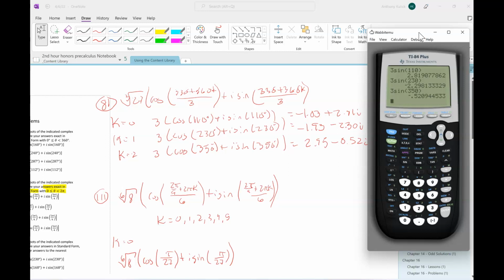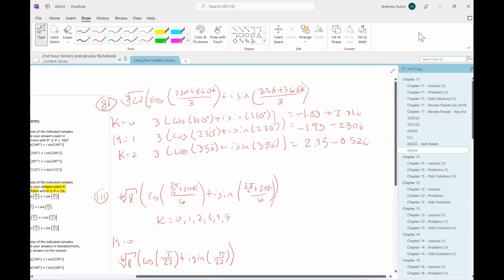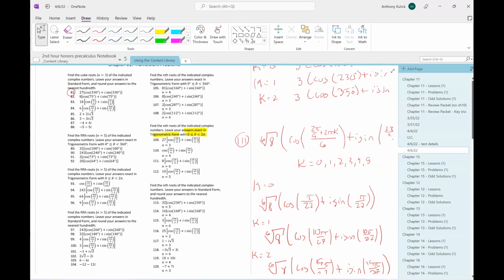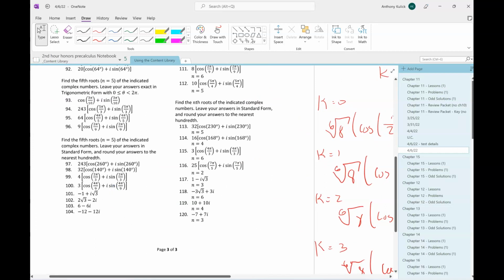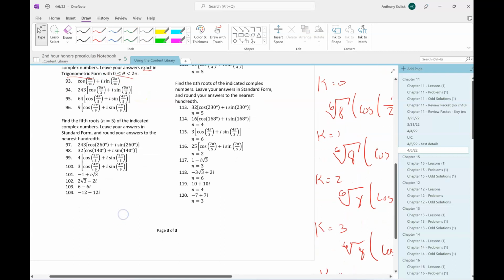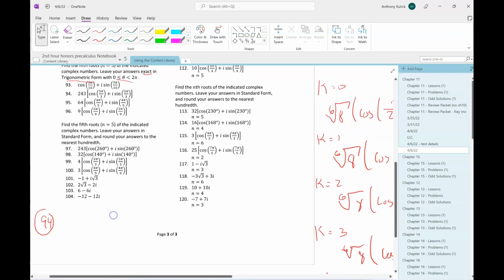Raylan. Yeah, 94. What are we doing on that one? Find the fifth root of the indicated. Leave your answers exact in trigonometric form. Okay, so 94. This was a cube root. Oh, fifth root. Okay.